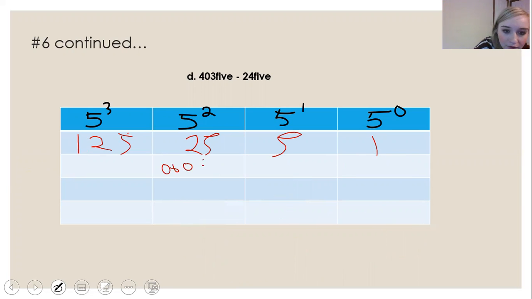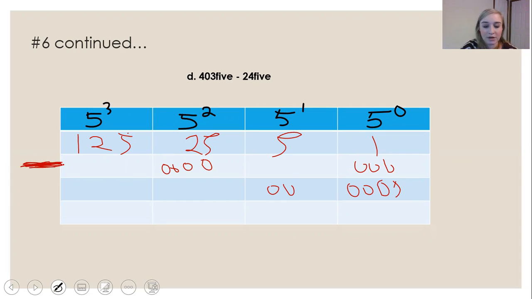1, 2, 3, 4. 0 there, so we can't write it there. 1, 2, 3, 24. 1, 2, 1, 2, 3, 4. We're subtracting. I'm going to write that over here because last time I got a little carried away and I was going to continue adding. So we can't do 3 minus 4. We just can't do that. So again, we have to figure something out.